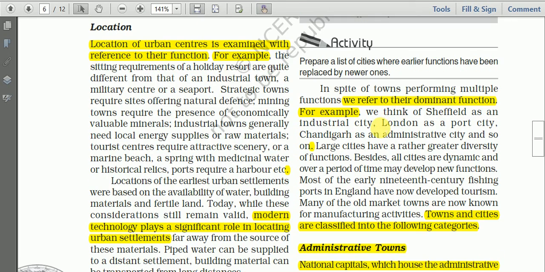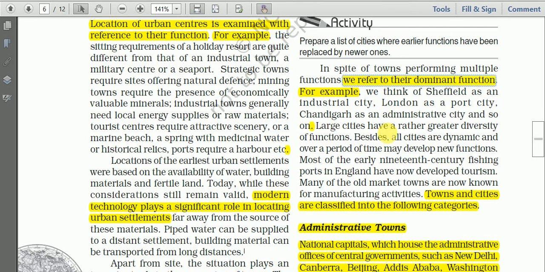When we talk about the functions of the cities and towns, we refer to the dominant function. Actually, big cities perform multiple functions. They perform different functions, but generally we refer to the dominant function. When we talk about the functions of towns and cities, we have to mention only the dominant function, the most important function.